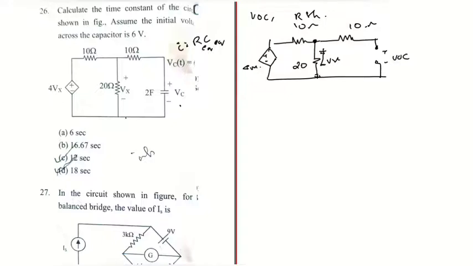For that, let's write a mesh equation. So it will be Vx, 4 Vx. The current flowing over here: this is open circuit, so no current is flowing over here. The current flowing over here will be Vx divided by 20 itself. So here also the current will be Vx divided by 20 and the voltage drop will be Vx divided by 20 into 10, which is Vx divided by 2.